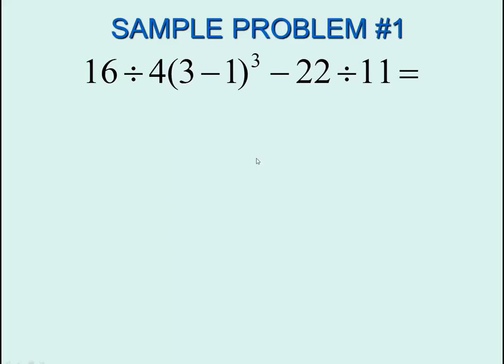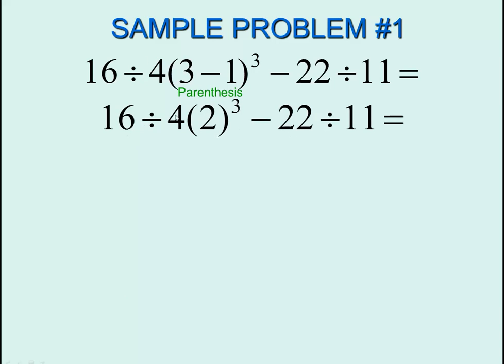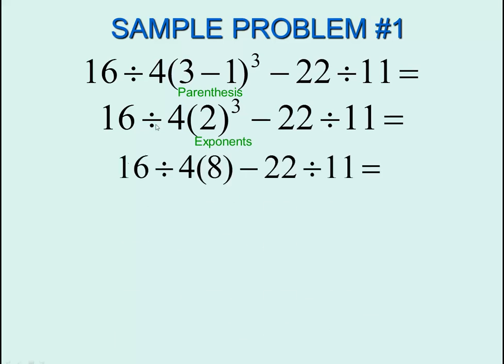Here's an example. What do we do first? This is assuming that you're doing it without a calculator. So what you would do is the one in parentheses first. So 3 minus 1 would be a 2. So everything stays the same, but inside the parentheses it would be a 2. What do we do next? We do the exponents next. So 2 to the third, which would be an 8. Everything stayed the same. The only thing is you rewrote 2 to the third as an 8.